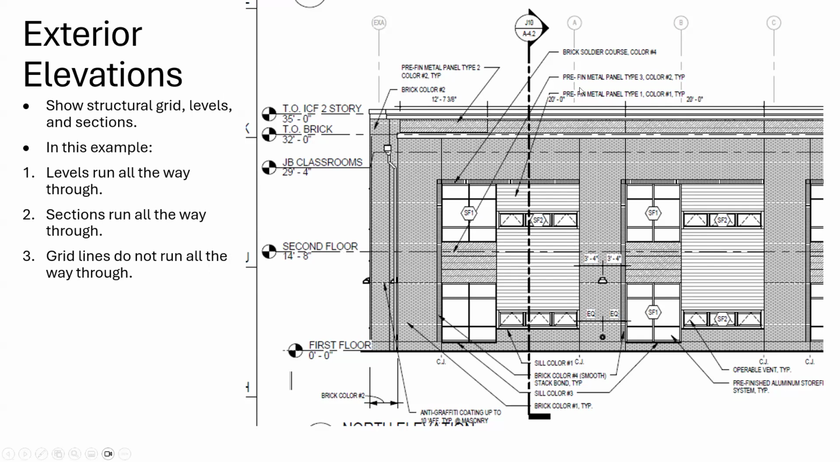So here you can say, this is brick soldier course where the bricks stand up like soldiers, and it's color number 4. And there must be a chart somewhere that tells them exactly what color number 4 is. This is brick color number 2. This is pre-finished panel type 2 color number 2. So this is your way to tell the people that are doing the construction where the different colors and materials are on the elevation. CJ stands for, any guesses on what CJ stands for?